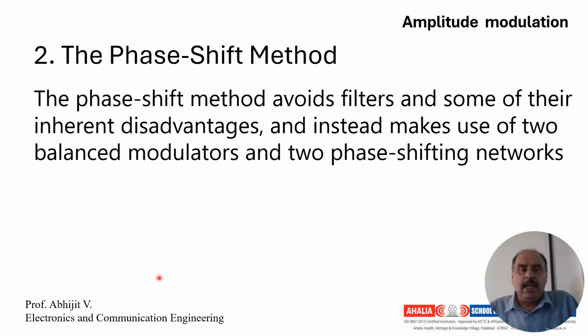Explanation for the block diagram. The phase shift method avoids filters and some of their inherent disadvantages and instead makes use of two balance modulators and two phase shifting networks. In phase shift method, we don't use filters, instead we use two balance modulators.